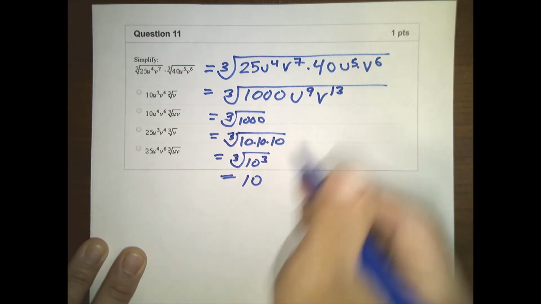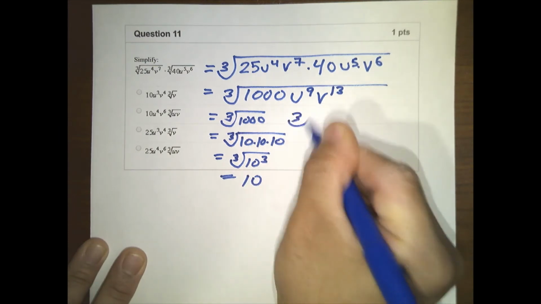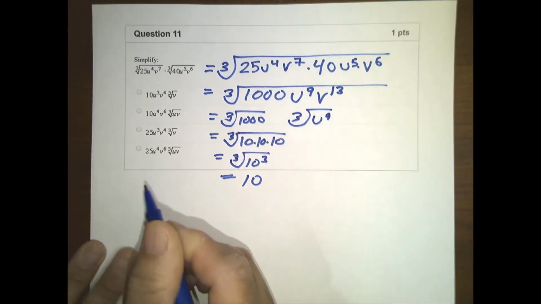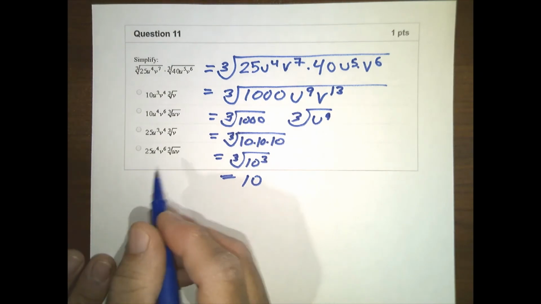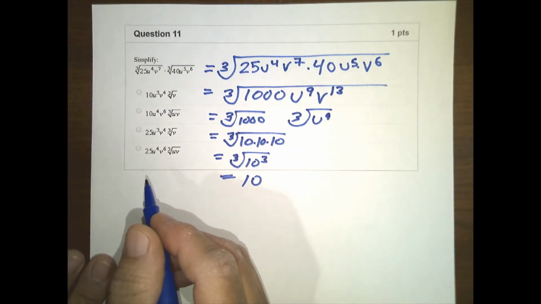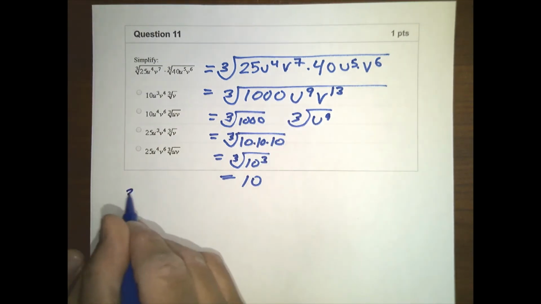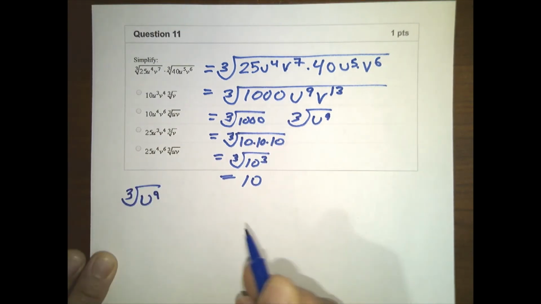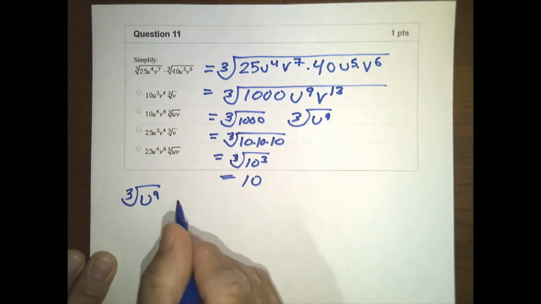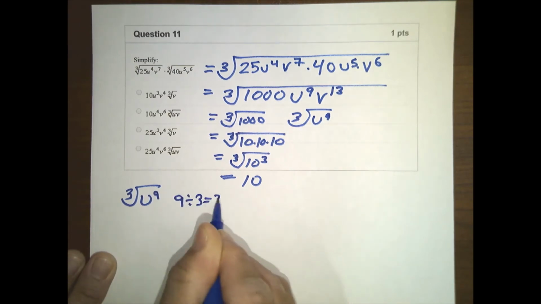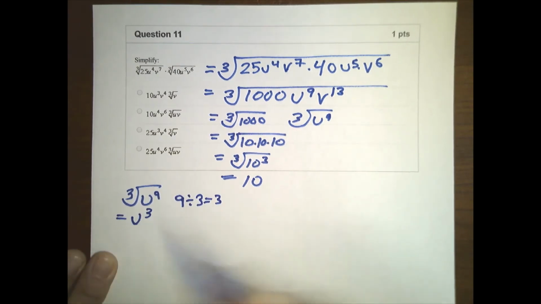All right, so here we have the cube root of u to the 9th. Just like I did for square roots and divided by 2, I can do something similar for cube roots and divide the exponents by 3. So if I wanted to find the cube root of u to the 9th, I would do 9 divided by 3 is 3. So this is just u to the 3rd.